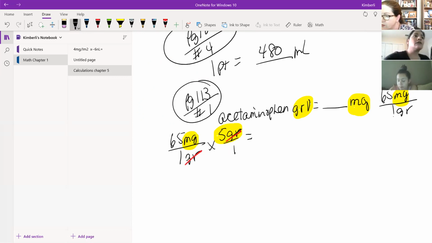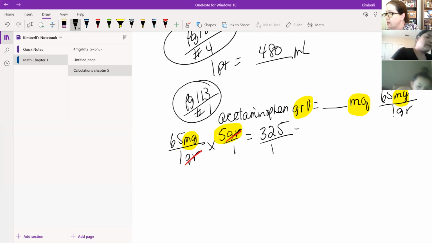And this tells me to multiply 65 times 5 on my calculator. 65 times 5 is equal to what? 325. 325, and on the bottom I have 1. 1 times 1 is 1, so it's just 325 milligrams.